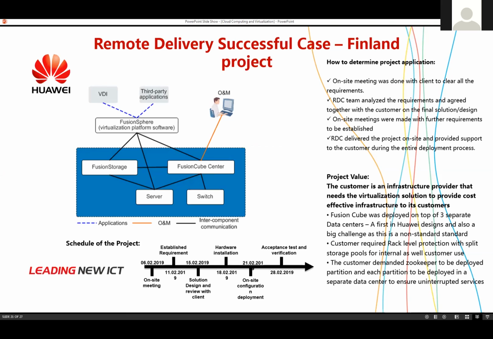This one is really interesting. It was one of my projects in Finland. It involves Fusion Cube. This was a very important customer. The customer, they are an infrastructure provider, and they need the virtualization solution to provide cost-effective infrastructure to its own customer.